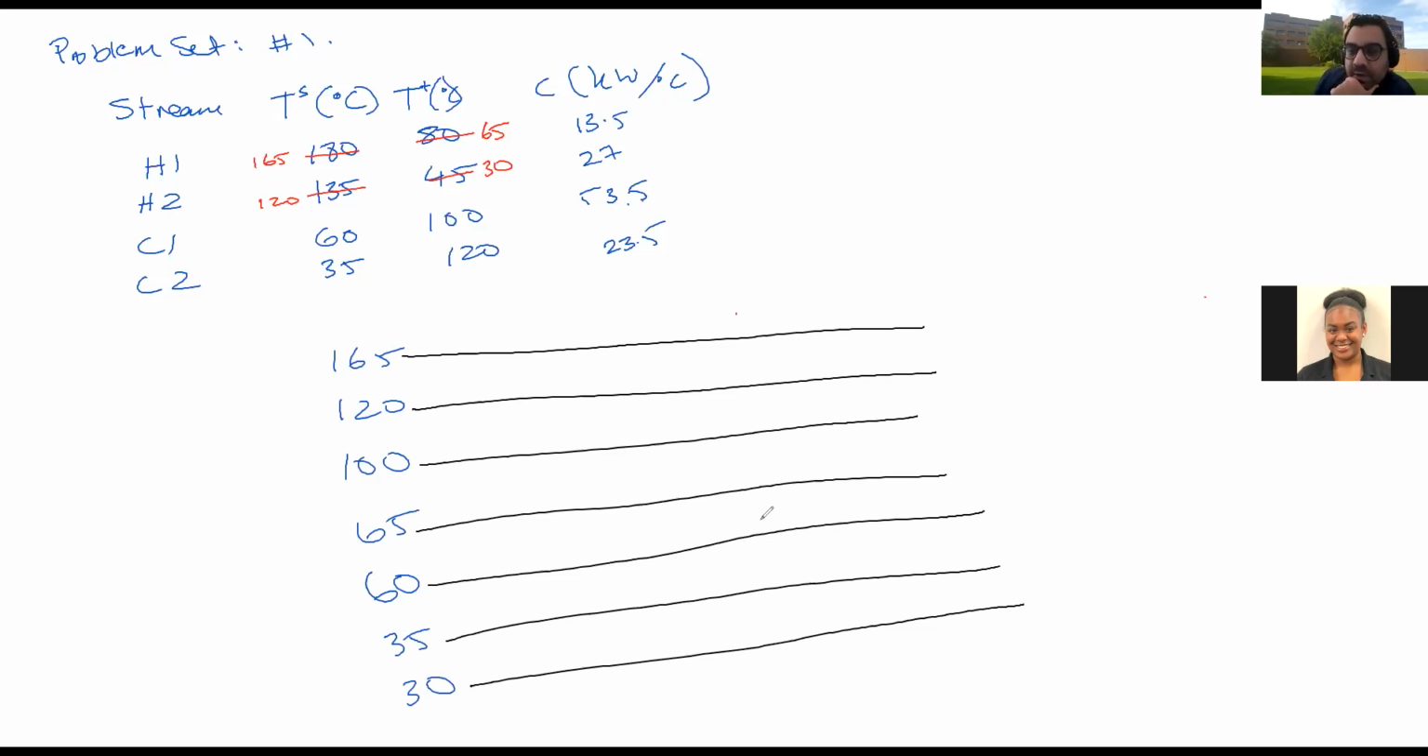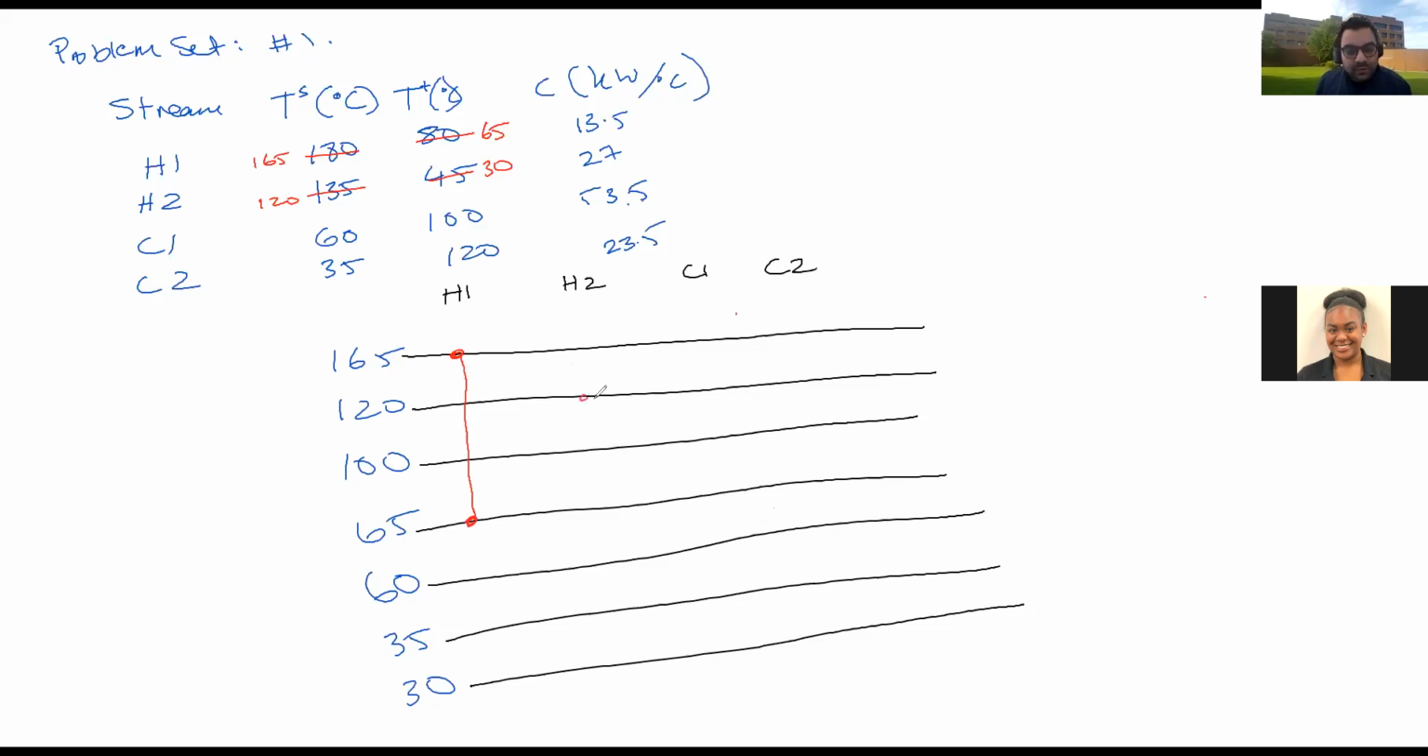I'm going to plot my streams throughout the intervals. My streams are H1, H2, C1, and C2. In this case, I'll just draw them. So H1 goes from 165 all the way to 65, right? I just start at 165 and draw a line all the way down to 65. H2 goes from 120 to 35.